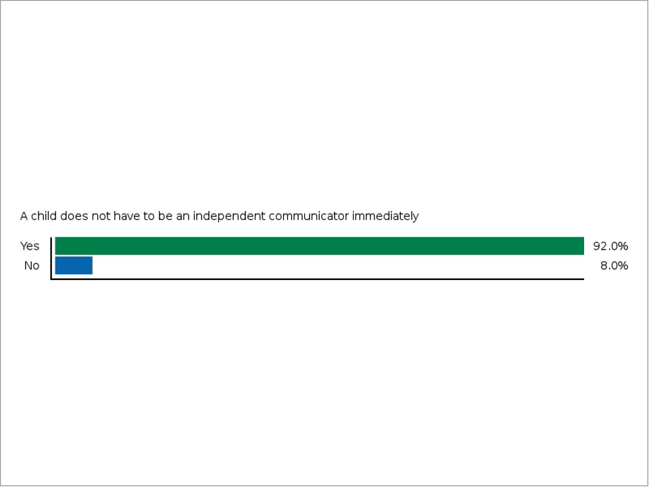So they might not be independent right away, and you might have to help them and model and show them, but the goal is for them to eventually be an independent communicator. But it's not going to be something that happens overnight.